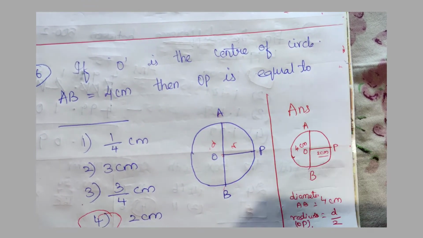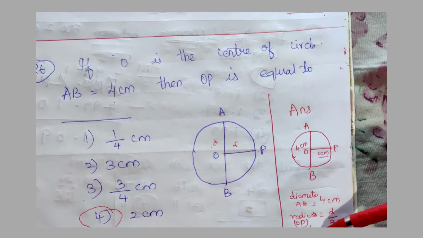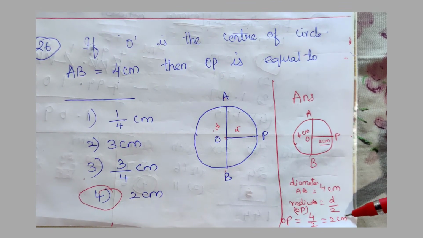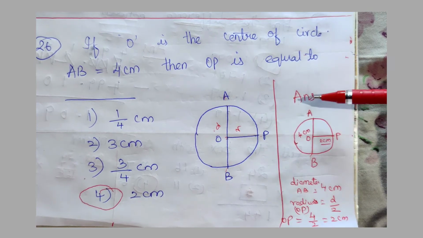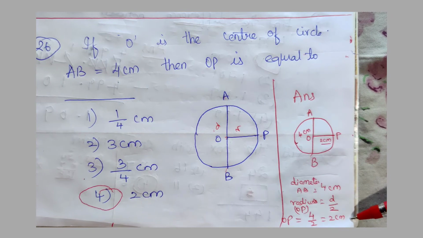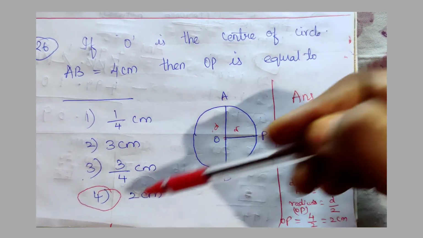They have asked you to find OP. So OP is radius. What is the formula? Radius is equal to diameter divided by 2, half of the diameter. The diameter is 4 centimeter, divided by 2. 4 divided by 2 is equal to 2 centimeter. So your answer is 2 centimeter.